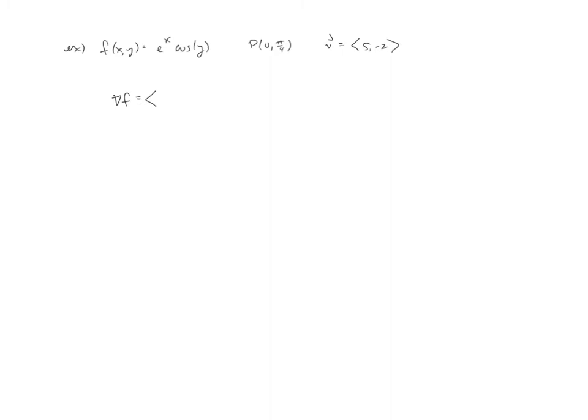So the partial of f with respect to x, in this case, would be e to the x cosine y. And then this component would be the derivative of f with respect to y. So that would be a negative e to the x sine y. We'll take this gradient, we'll evaluate it at (0, pi over 4), and that's going to give us, for the gradient vector, 1 over root 2 and negative 1 over root 2. Now, we would need to take this and dot it with the unit vector. Now, we're given <5, -2>, which is actually not a unit vector, so we would need to normalize it.